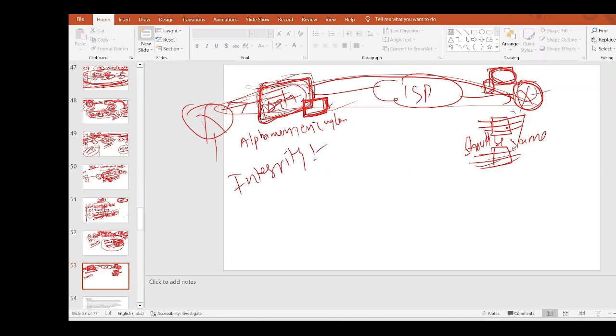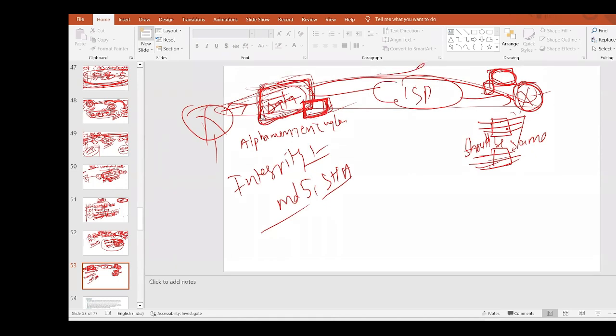An example of integrity is MD5 and SHA. With SHA and MD5, it will generate one formula. Whatever the data is, it will calculate one formula and attach it here. Whatever is attached, suppose someone in the middle hacks it and edits the data, does some addition, whatever, he will edit it.